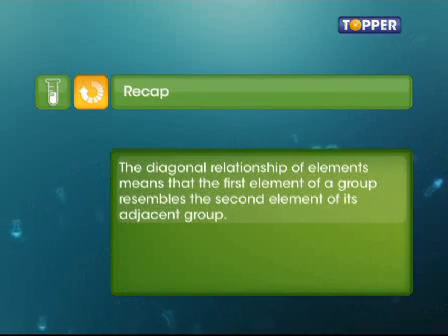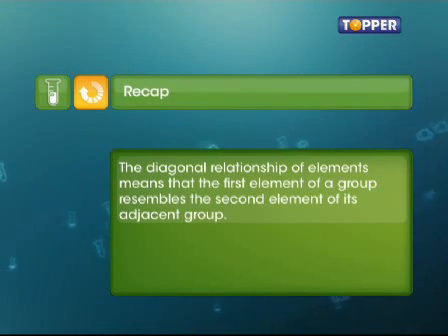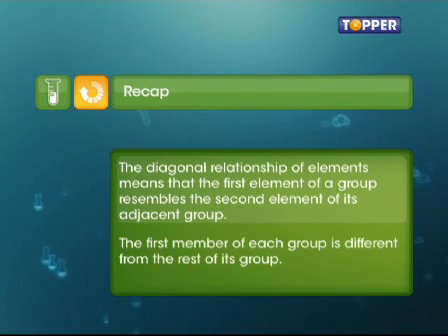We have understood the diagonal relationship of elements, wherein the first element of a group resembles the second element of the adjacent group. We have also seen that the first member of each group is different from the rest of its group. Keep these concepts in mind because they will be useful both in the next segment and your exams.